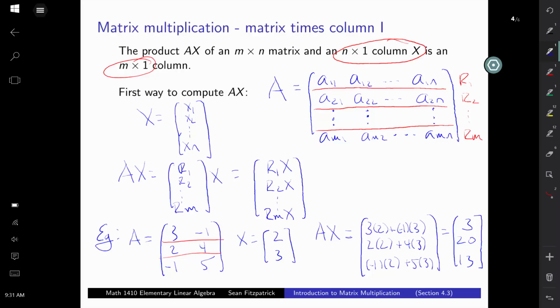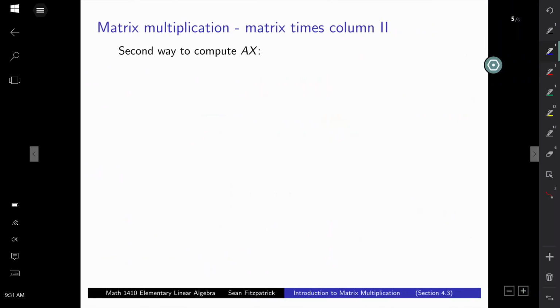All right. But there's actually another way that you can think about computing this product. The other way that you can do it is you can take your matrix A, A11, A12, all the way down to A1n, A21, A22, over to A2n, and all the way down to Am1, Am2, Amn.